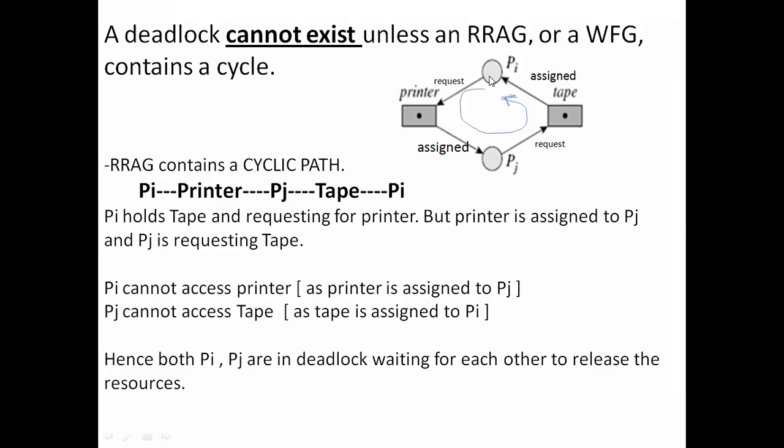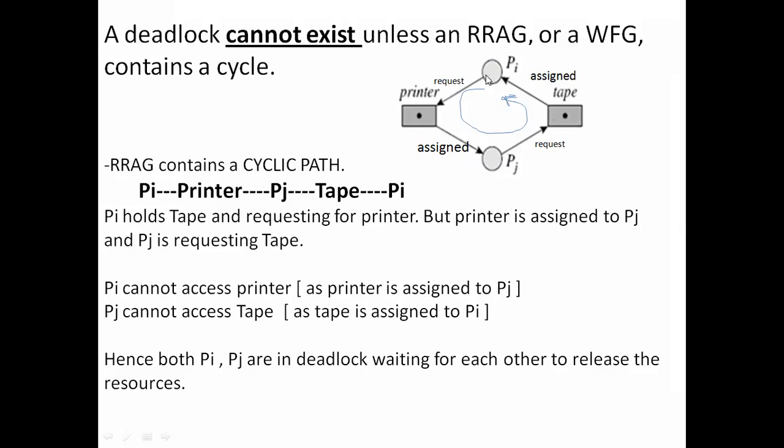So let me examine the graph. And if I start with the starting point Pi, I can come back to the same point Pi, traversing along the printer and the process Pj and one more resource, the tape, and again I can reach the same point. Okay, so there exists a circle or a loop among these two processes Pi and Pj and these two resources, namely the printer and the tape.